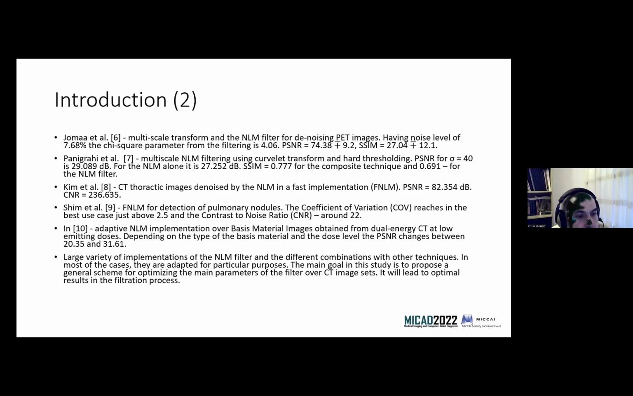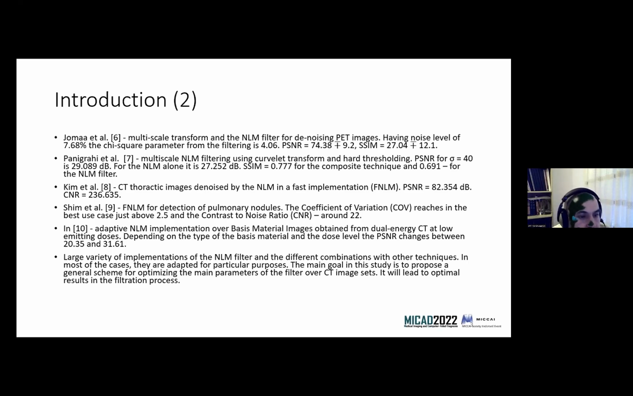Panigrahi and co-authors use the multi-scale NLM filter using a curvelet transform and hard thresholding. The PSNR for a noise level of 40 for the standard deviation is around 29 decibels. For the NLM filter alone, this is around 27. The SSIM is 0.77, and this composite technique proved quite efficient employing the NLM filter.